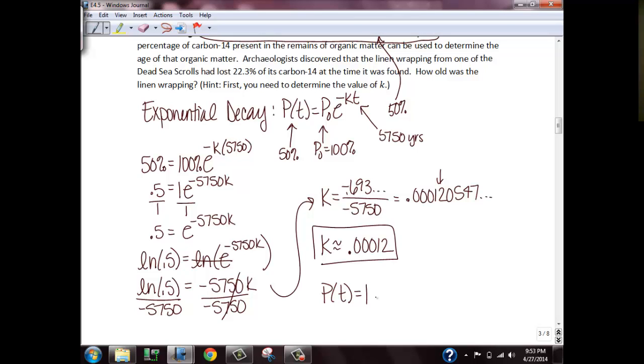So I'm going to let my initial amount be 100%, which again I'm going to write as a 1, e to the negative k, so negative 0.00012 times time. Okay, so here, this is my function that I'm going to use to now figure out what they're asking me.